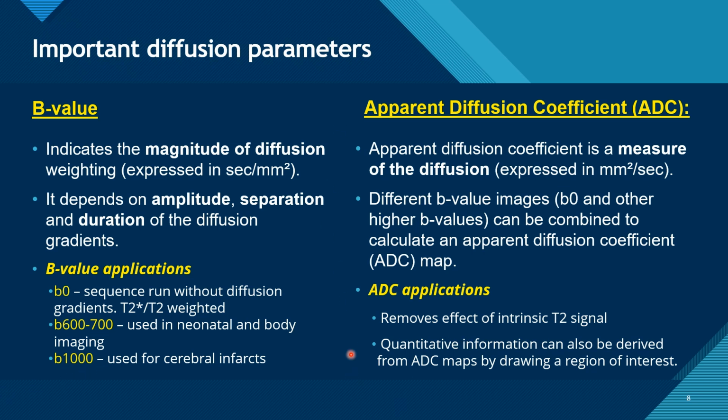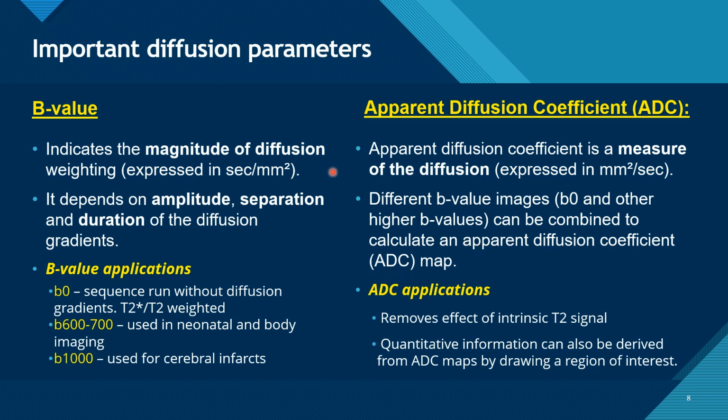So what is the apparent diffusion coefficient? The apparent diffusion coefficient is a measure of the actual diffusion, or the amount of diffusion, within a certain area of the body and within a certain area of interest within the tissues. And this is expressed in millimeters squared per second. Different B values can be combined to calculate the apparent diffusion coefficient.